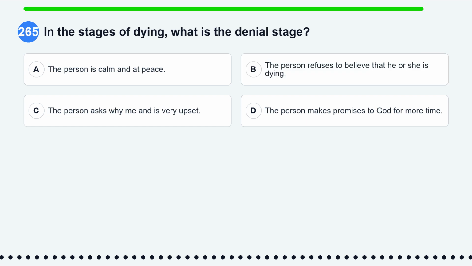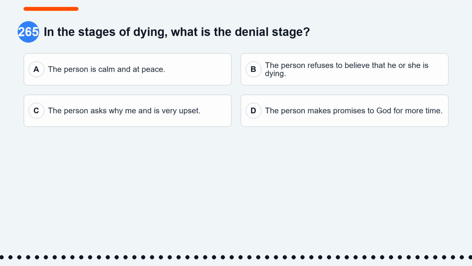Question 265. In the stages of dying, what is the denial stage? Option A, the person is calm and at peace. Option B, the person refuses to believe that he or she is dying. Option C, the person asks why me and is very upset.